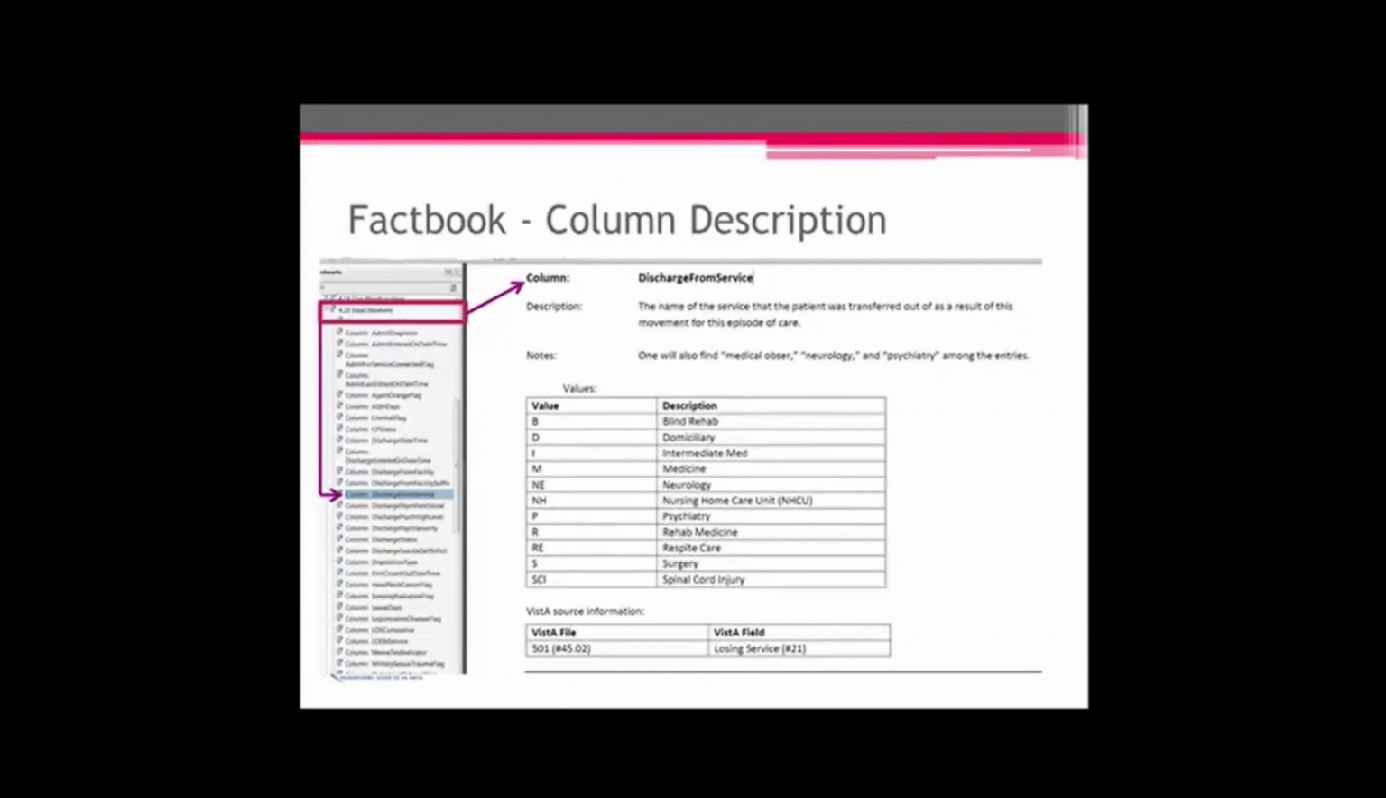So an example of what you would find in a column description might look like this. We're still in the inpatient factbook at the moment, and I've gone down to the table called Impact Inpatient in the bookmark on the left, and that table is labeled 4 for Part 4.20, the 20th table in the list. And then I've chosen to look at a column called Discharge from Service. In this example, you can see it has a basic definition or description of the field, a few notes about entries that weren't expected, and then the values and their labels, and finally the VISTA source information. So that's a typical column description.